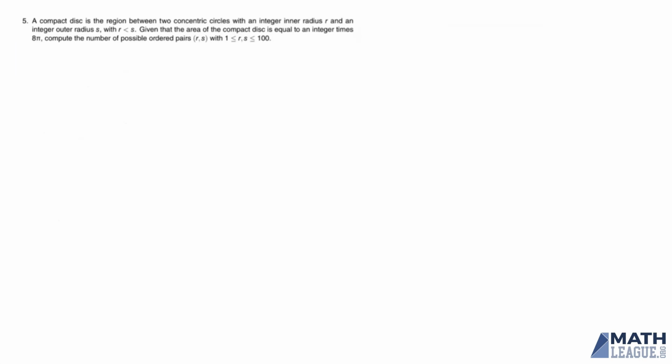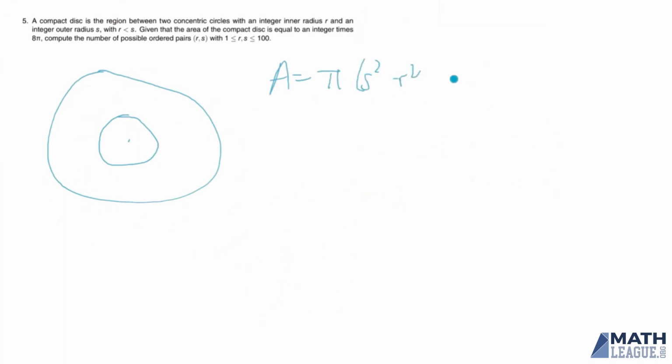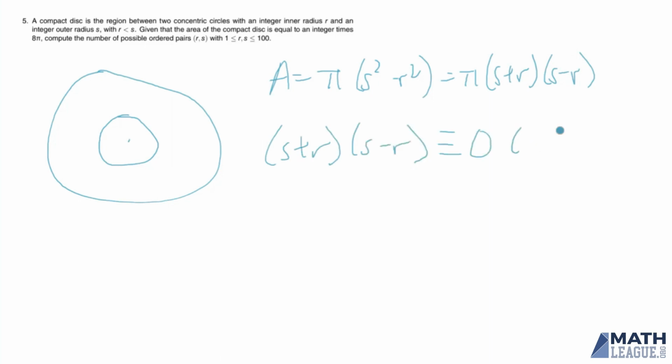All right, so we have these two concentric disks, right? And we're trying to find the area in between them. And we know that area is equal to pi times s squared minus r squared, which is equal to pi times s plus r times s minus r. And once we have that, we know that s plus r times s minus r is congruent to 0 mod 8. And we know that because this area right here is a multiple of 8 pi.